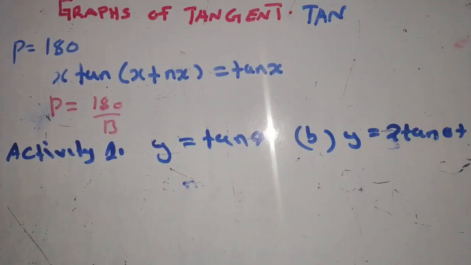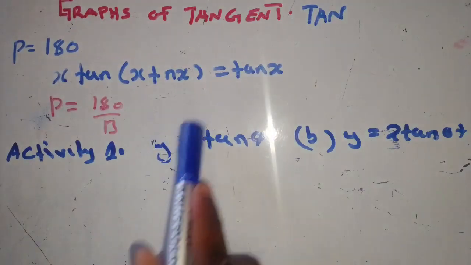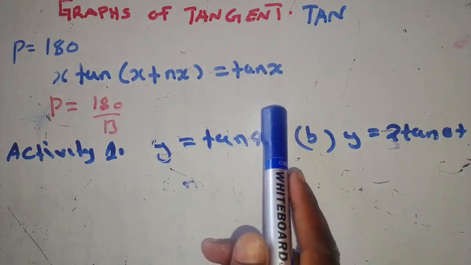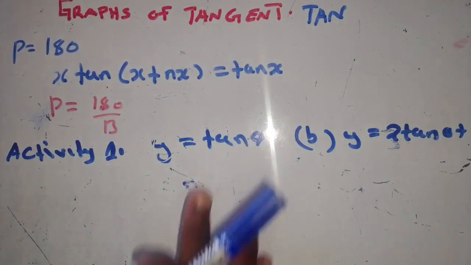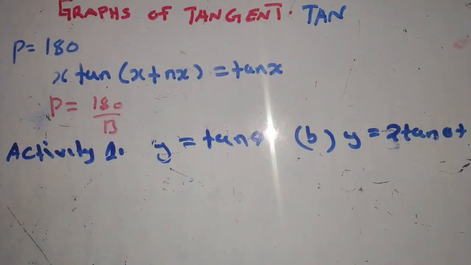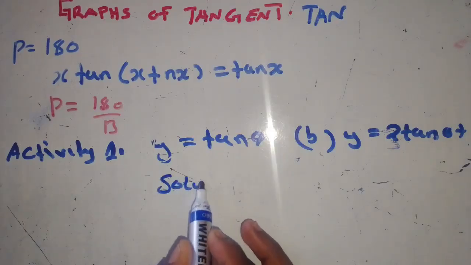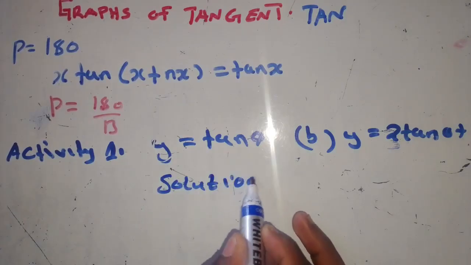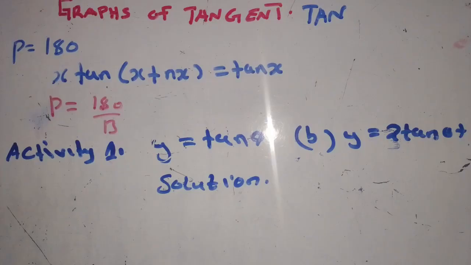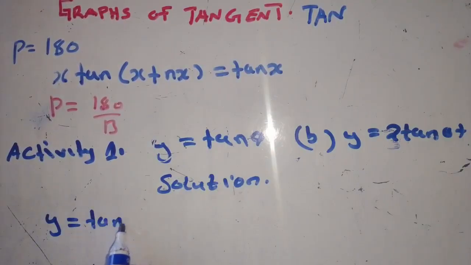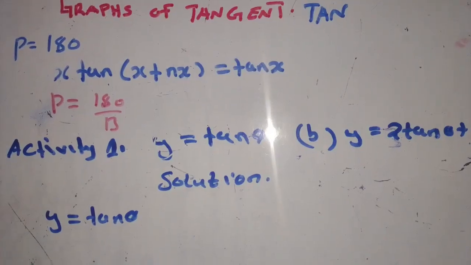So we have these two questions as our examples. The first one says y is equal to tan theta, and we have been told to graph this. How can you go about it? Let's see how we can answer this kind of question. We have our solution down here as usual. So this is our a: y is equal to tan theta.